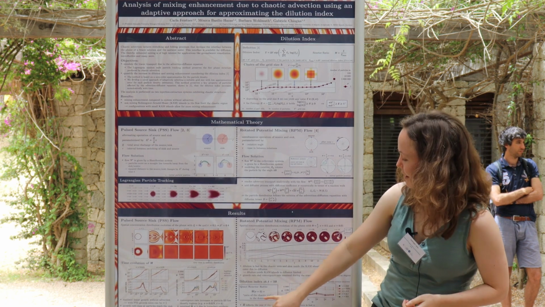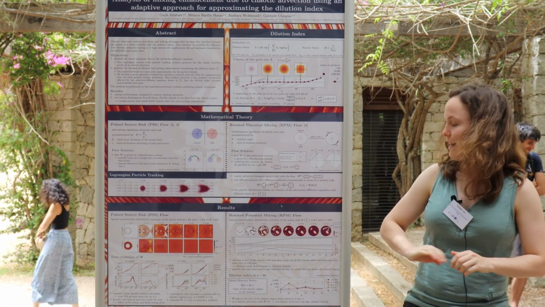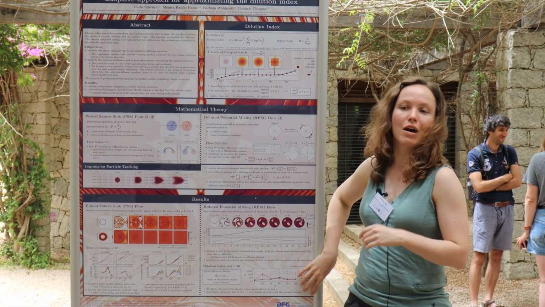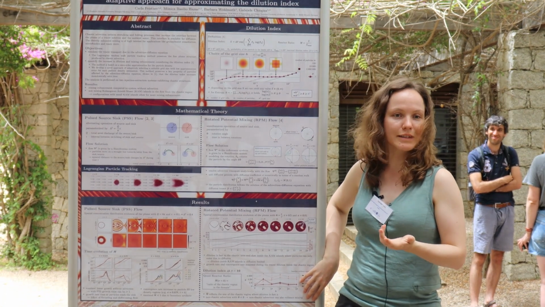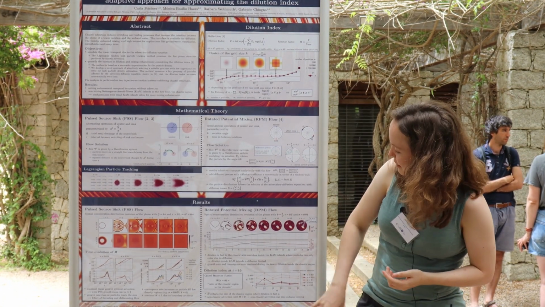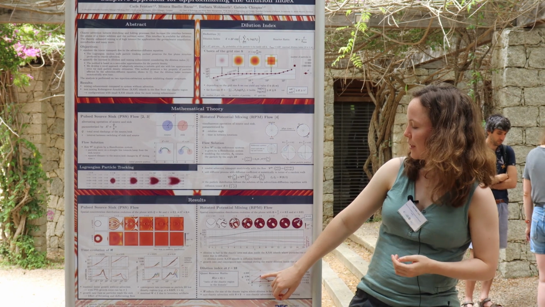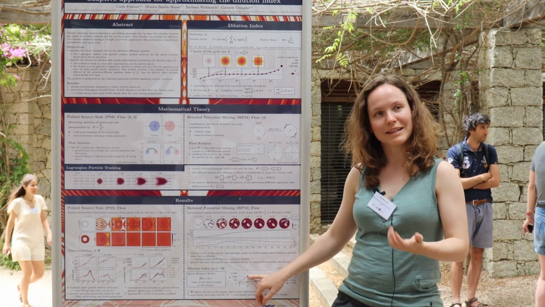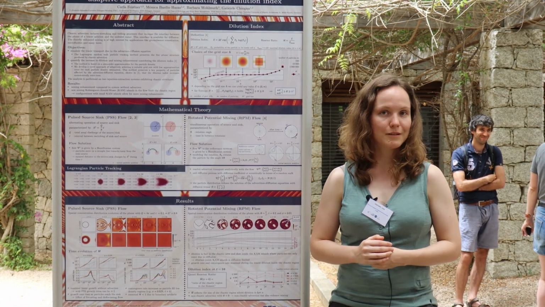And that's what we did here at the bottom. We have here a measure of how big the chaotic area is, how well we can mix in this area. And where this ratio of the chaotic area is the biggest, we also find the highest dilution indexes.